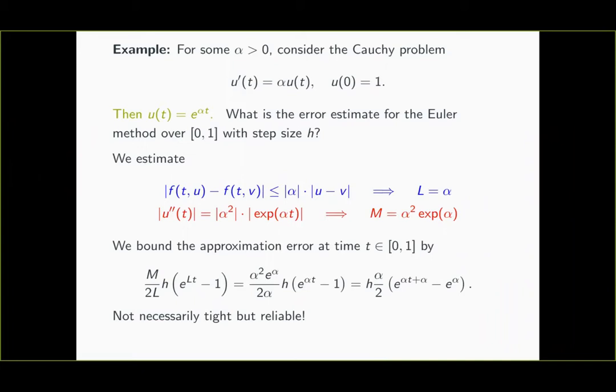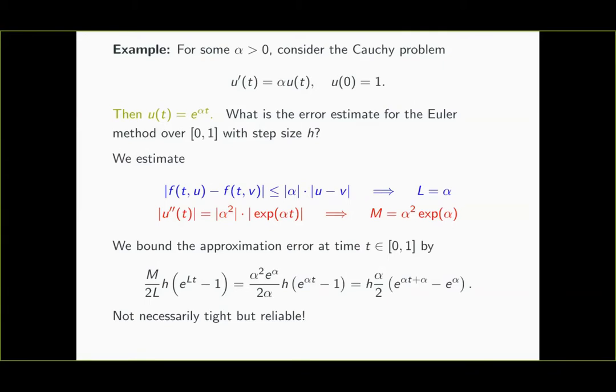t is taken from the time interval from 0 to 1. So we take this formula, M over 2L times h times the exponential of L t minus 1, and plug in the values for M and L. With very simple algebraic manipulations, I get that this upper bound equals h times alpha over 2 times the exponential of alpha t plus alpha minus the exponential of alpha.